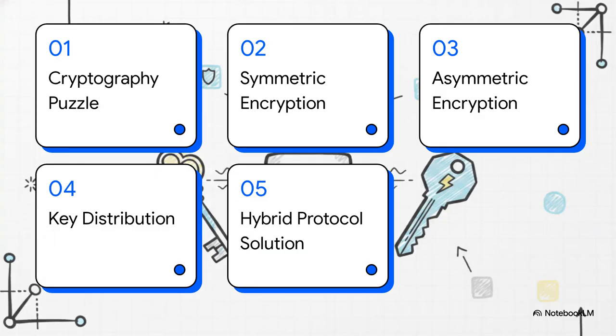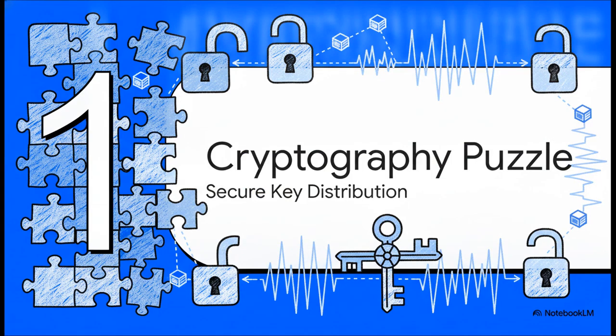Okay, so real quick, here's our roadmap for today. We'll start with the cryptography puzzle, move into symmetric encryption, then asymmetric encryption, tackle the key distribution problem, and finally wrap up with the hybrid protocol solution. All right, part 1, the cryptography puzzle.